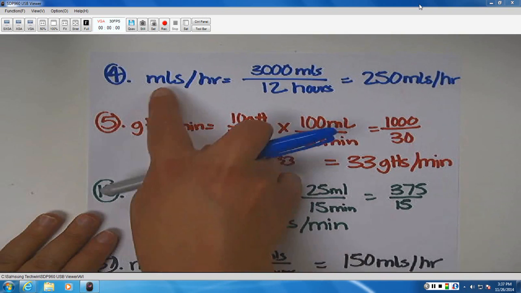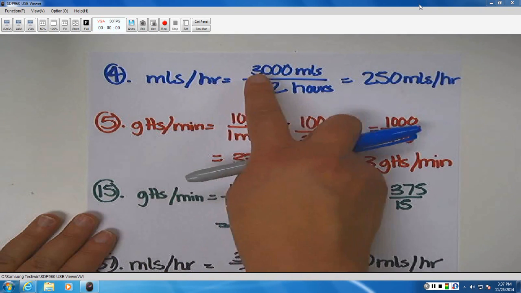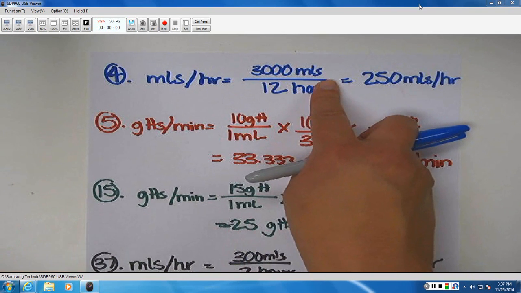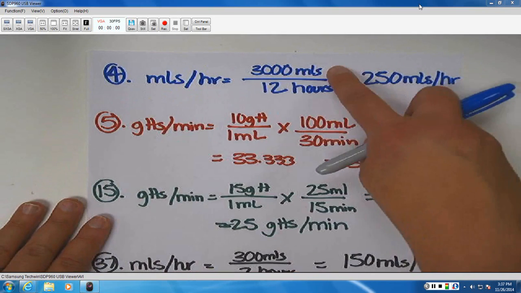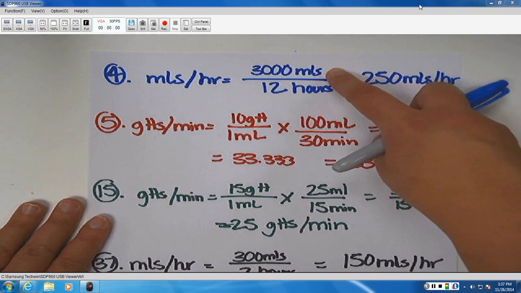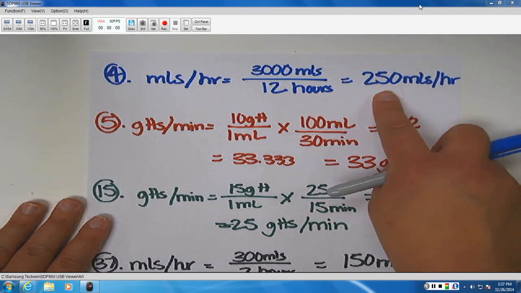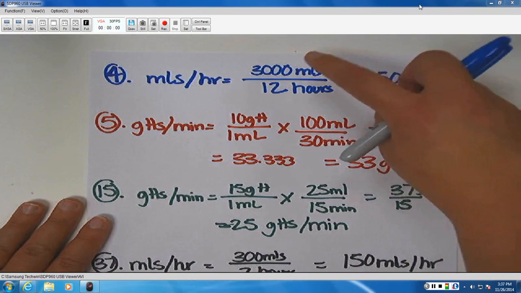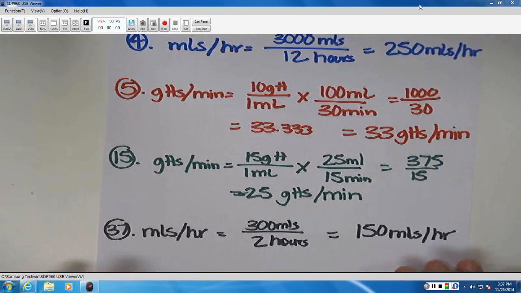So I'm solving for milliliters per hour. My doctor wants me to infuse 3,000 milliliters from 7 p.m. to 7 a.m., which is a 12-hour time frame. Since I'm solving for mLs per hour, I'm just going to simply take my 3,000 milliliters and divide it by my 12-hour time frame, and that means I need to set my pump at 250 mLs per hour. So just divide 3,000 by 12. Number 5, we're back to drops per minute.